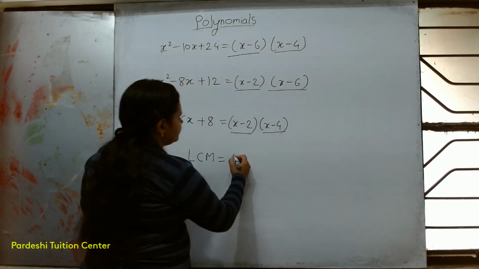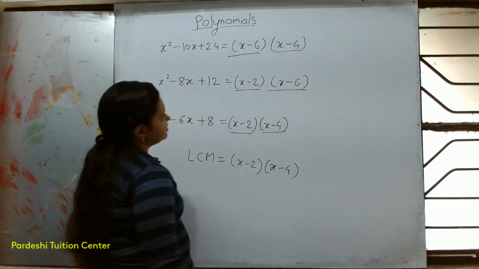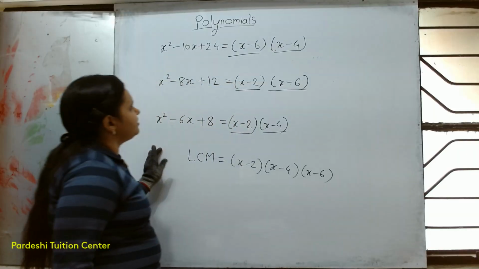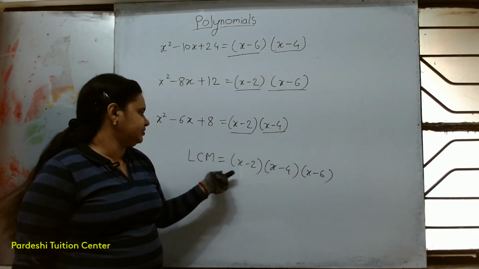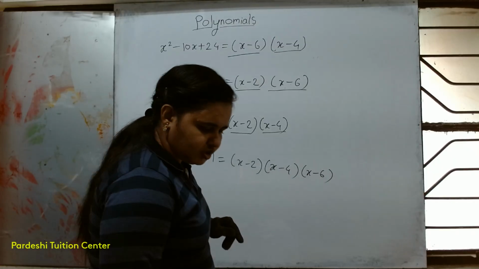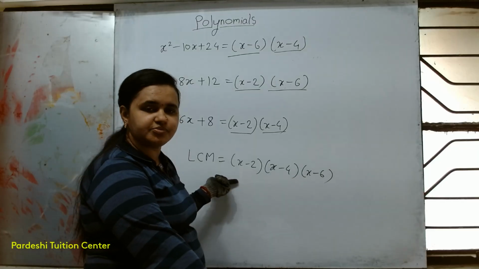So what are common? x minus 2, x minus 4 and x minus 6, and uncommon is not there, all are common. So I have written all the factors. LCM is x minus 2, x minus 4 and x minus 6. Okay, so the option is the second one, x minus 6, x minus 4 and x minus 2.